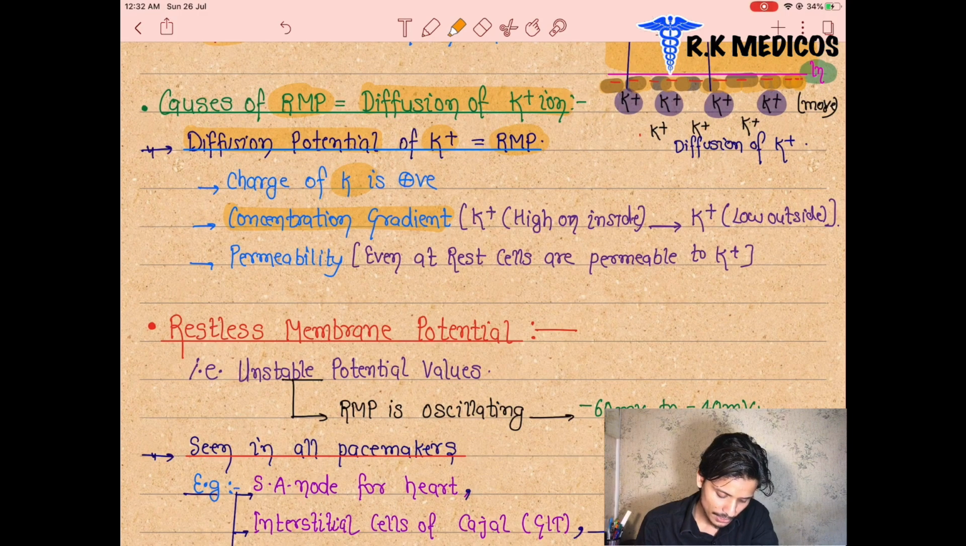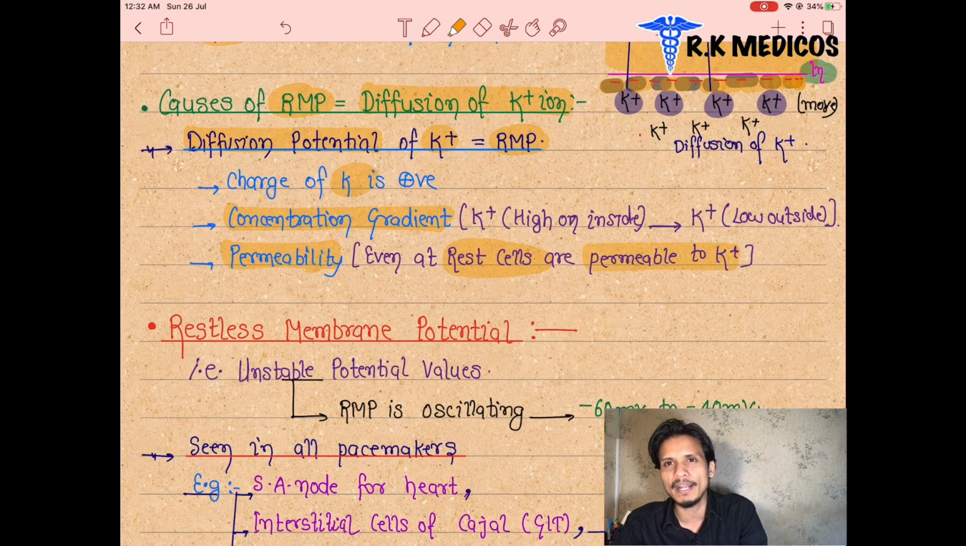Next one is permeability. Potassium is permeable for crossing the membrane, so even in the resting stage of the cell the permeability of potassium is normal. So that's why it also maintains the diffusion potential, and this is also called the resting membrane potential. Now you can tell me the three things: potassium is a positive charge, it has permeability for the membrane, and next, the concentration gradient from higher to lower.